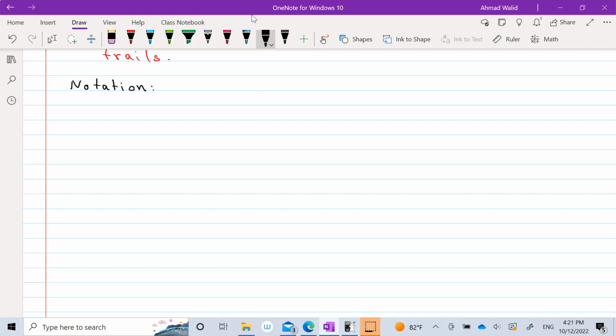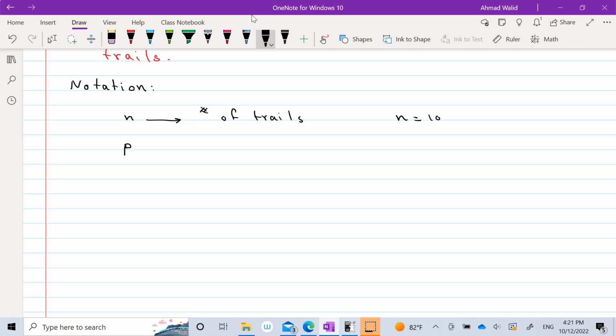The first notation is lowercase n. Lowercase n here means number of trials. Correct? For example, in the example of coin, my n was equal 10. I'm flipping a coin 10 times. Correct? N shows the number of tries.